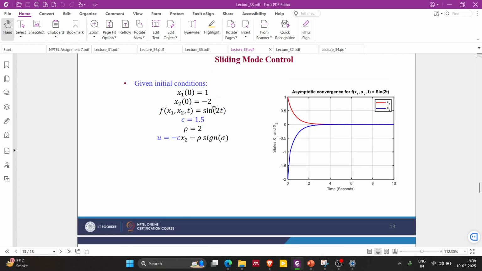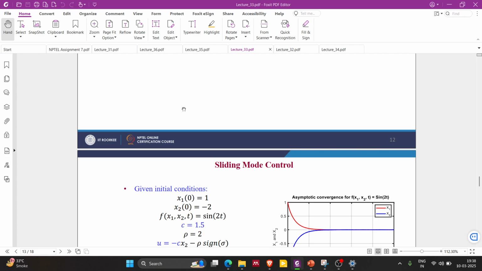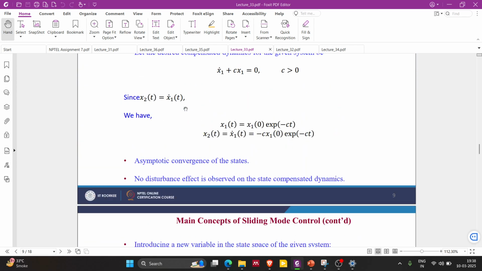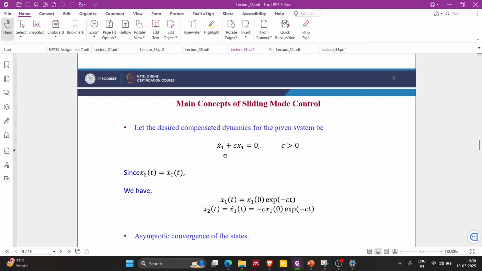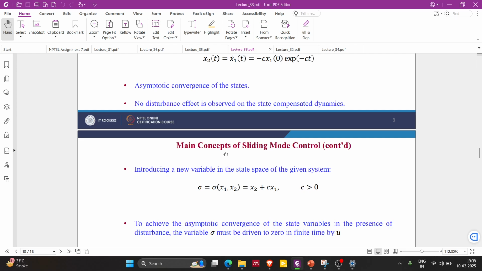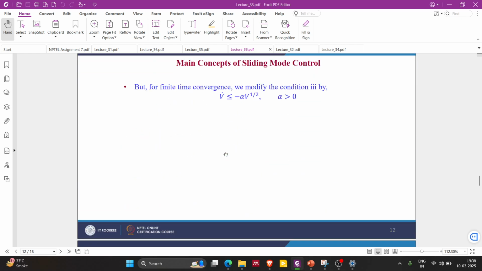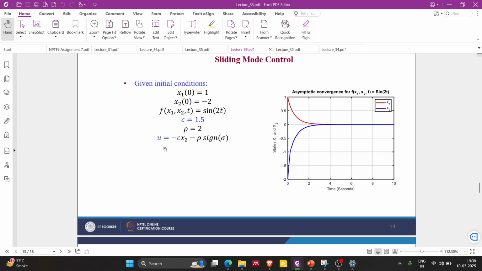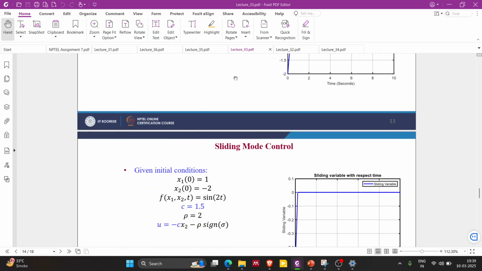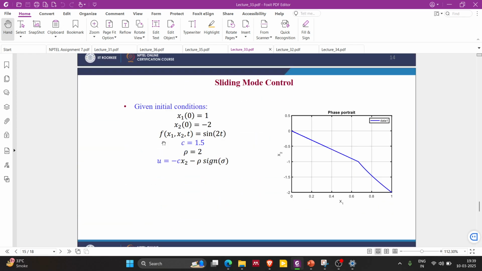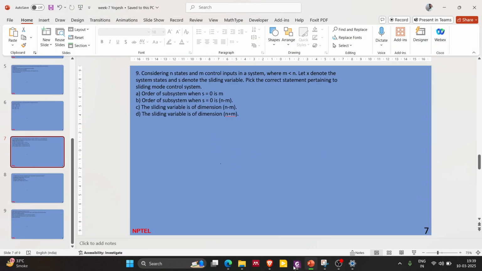If you look at this question, there are two states, x1 and x2, right? And there is only one input, which is u. So this is what sliding mode is. But he hasn't mentioned how to find the order of the subsystem when s is 0. Okay, so s denotes the sliding variable.